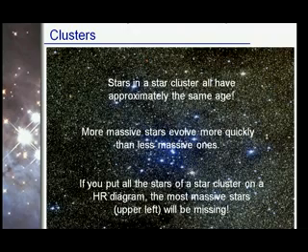Stars in a star cluster all have approximately the same age. More massive stars evolve more quickly than less massive ones, and if you put all the stars of a star cluster on an HR diagram, the most massive stars at the upper left will be missing.